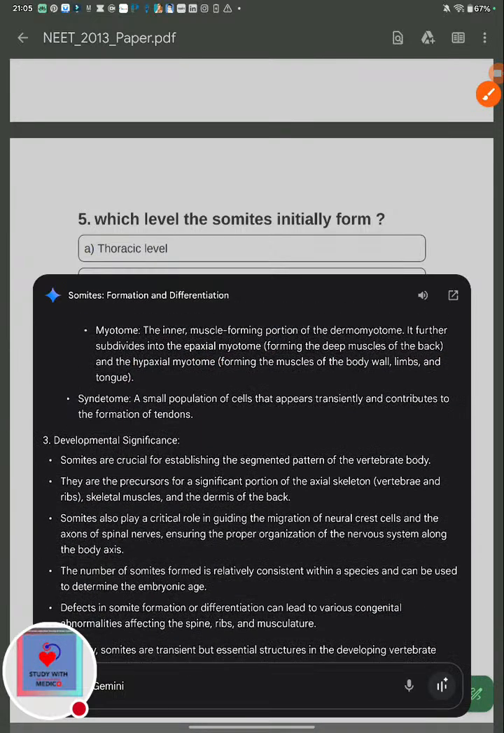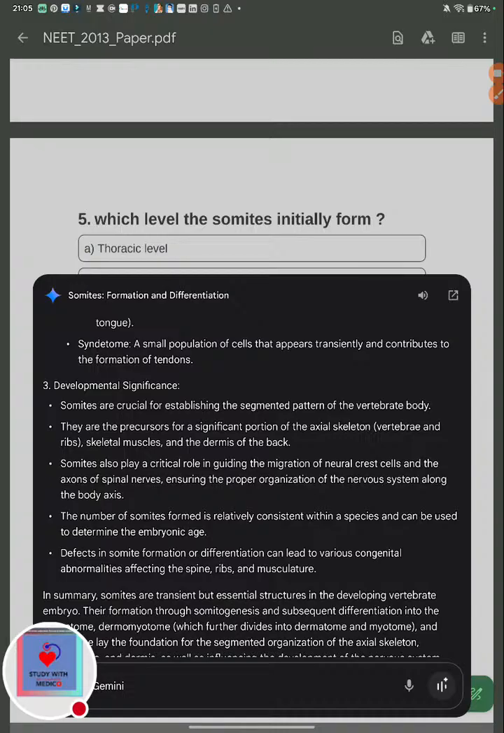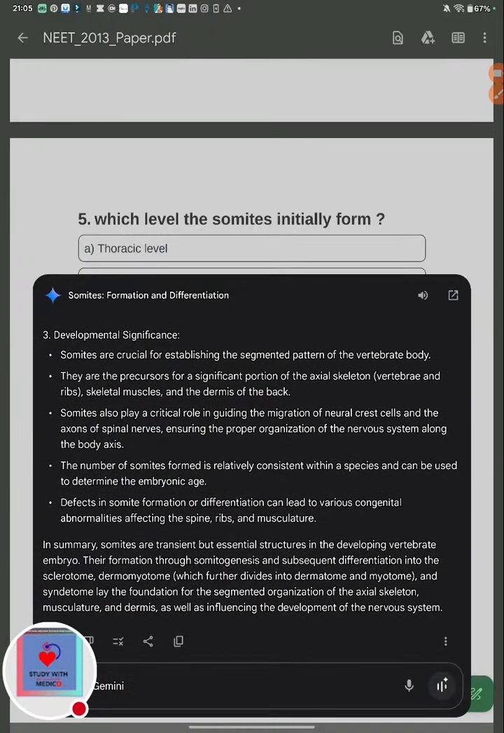Syndetome appears transiently and contributes to the formation of tendons. Somites are important in establishing the segmental pattern of the vertebral body. They are the precursors for a significant portion of the axial skeleton, vertebrae and ribs, skeletal muscles, and the dermis of the back. Somites also play a crucial role in guiding the migration of neural crest cells and axons, ensuring the proper organization of the nervous system and body axis. Their form is relatively conserved across species and can be used to determine embryonic age. Defects can lead to congenital abnormalities of the spine and musculature.